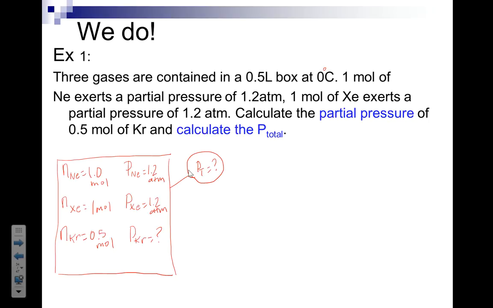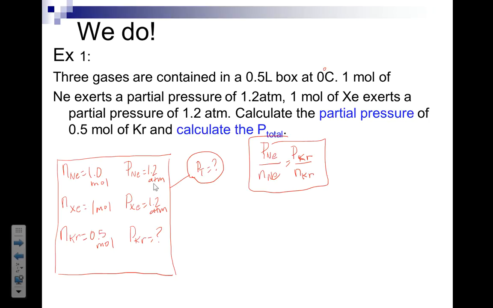Well, in order to get the total pressure, we have to be able to add all 3 pressures together, and we don't have the third pressure, so the first thing we're going to have to find is the partial pressure of krypton. So we're going to use the pressure to mole formula, and I'm just going to use the neon as my reference point. So I'm going to write the formula as the partial pressure of neon over the moles of neon is equal to the partial pressure of krypton over the moles of krypton. So let's plug into this formula. This is the formula we're going to use first.